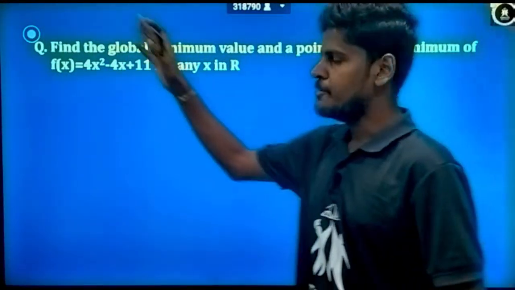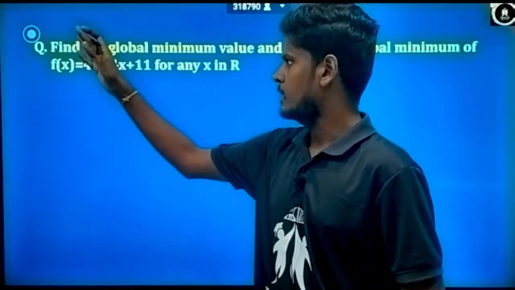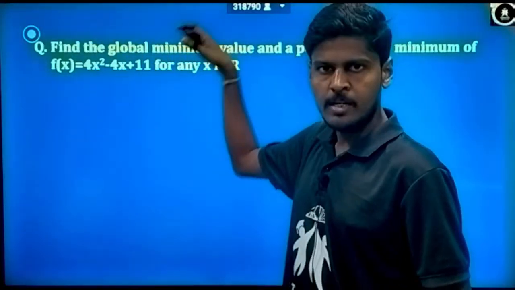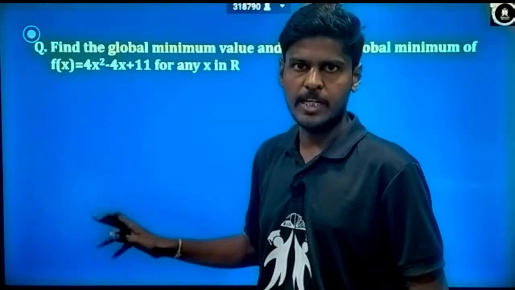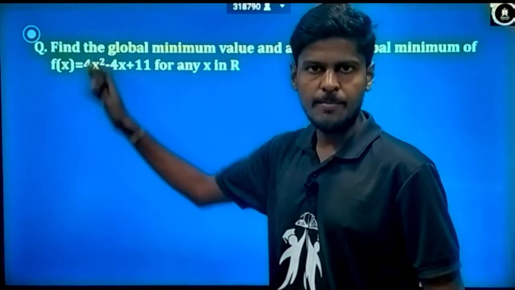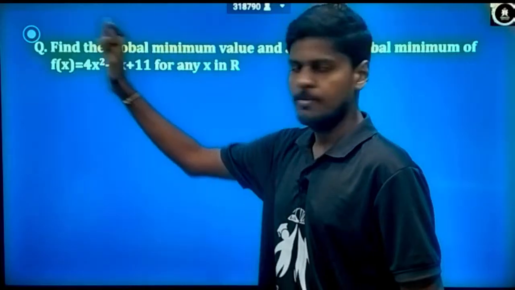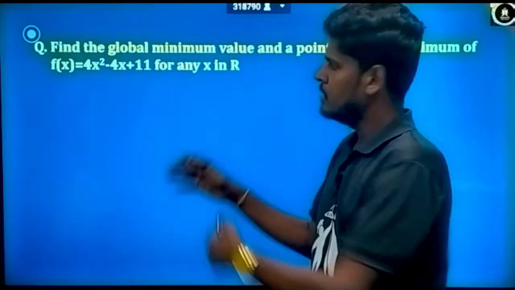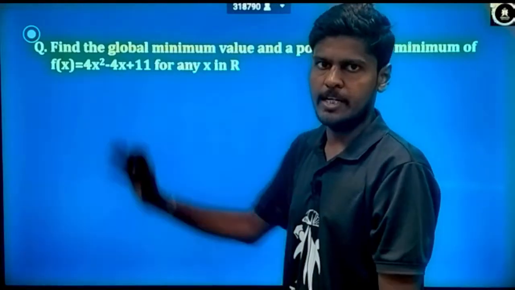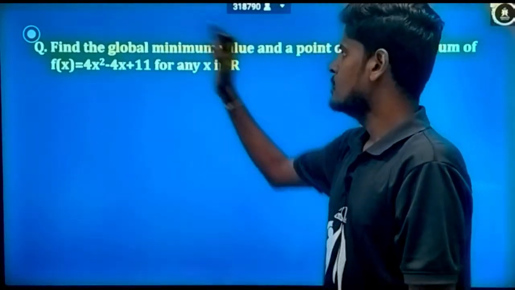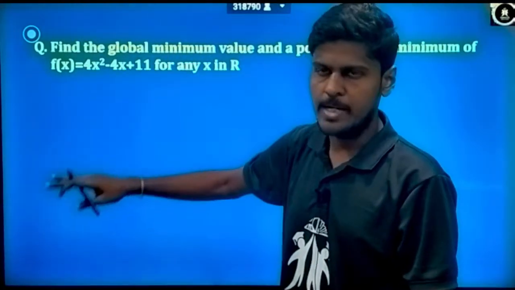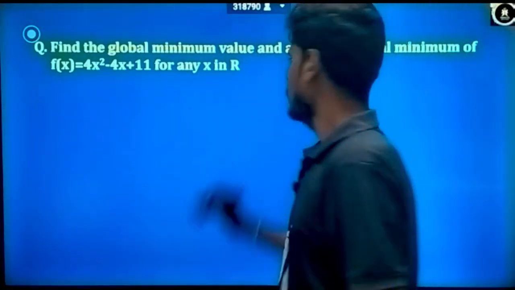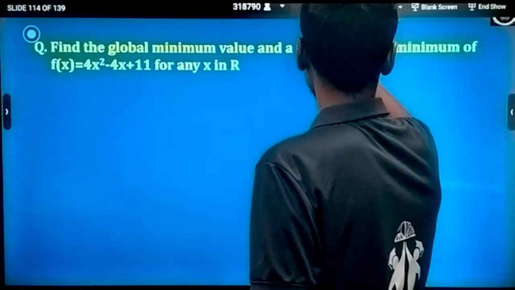We already know the graph of a quadratic function. The quadratic function will be concave upward when the x square coefficient is positive. So this function doesn't have a maximum value because at minus infinity and infinity, that is the extreme ends of the domain, the function value will tend to infinity. So this function only has a minimum value and we need to find the minimum value of this function.